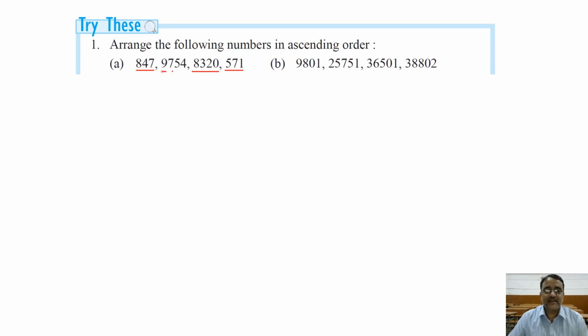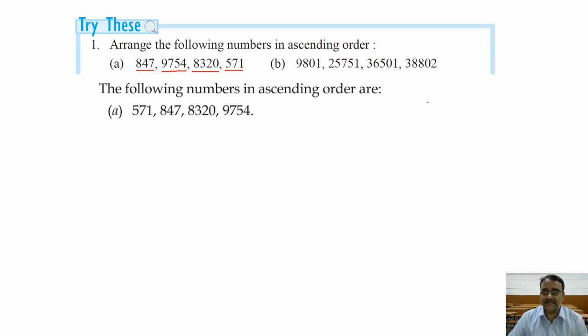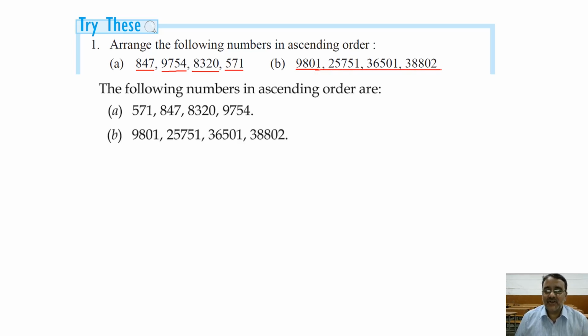8,320 and 9,754. Okay, so this is the first answer. Now the second one, first number is 9,801. It is already written in ascending order. Yes, already it is written in ascending order. So 9,801, 25,751, 36,501 and 38,802.